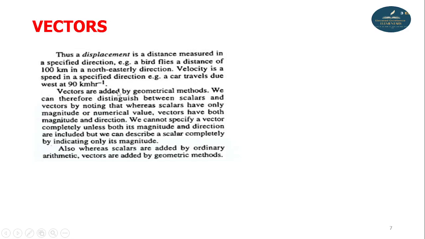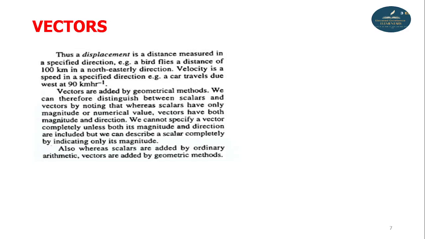So vectors are added by geometrical methods. Do not forget, we stated that scalars are added by algebraic methods, but vectors are added by geometrical methods. We can therefore distinguish between scalars and vectors by noting that whereas scalars have only magnitude or numerical value, vectors have both magnitude and direction. We cannot specify a vector completely unless both its magnitude and direction are included. But we can describe a scalar completely by indicating only its magnitude.